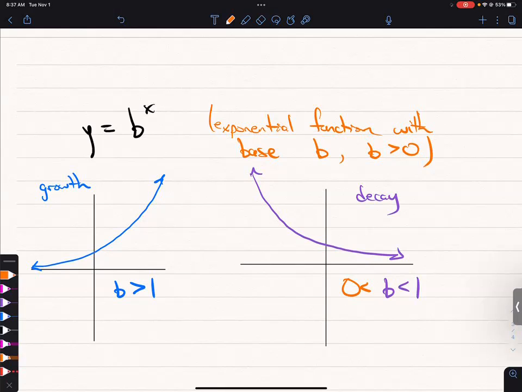And the same thing is true for decay. If the base is a half, maybe it looks like that. If the base is a fourth or something, well, it's going to do the same thing, but just kind of steeper, right? It's going to be closer in to the axes, but the same basic shape.